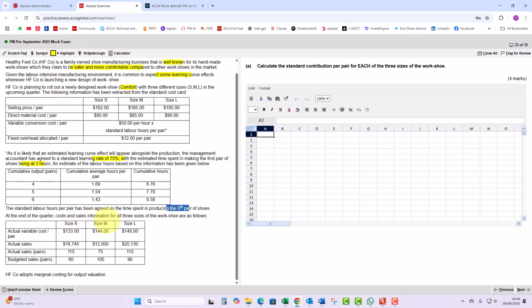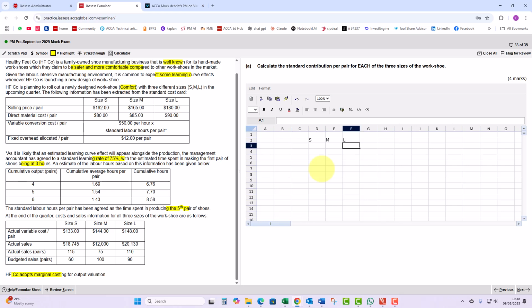At the end of the quarter, cost and sales information for all 3 sizes of the work shoe are as follows. We've got the actual variable cost, the actual sales in pairs, and the budgeted sales, and they adopt marginal costing for output valuation. When we're calculating sales variances, as we're doing in part B, because it's using a marginal costing system, we use the standard contribution as opposed to absorption costing, where we would use the profit. But there's probably a clue because we're asked to calculate the standard contribution per pair. So let's go ahead and answer part A, calculating the standard contribution per pair for each of the 3 sizes.